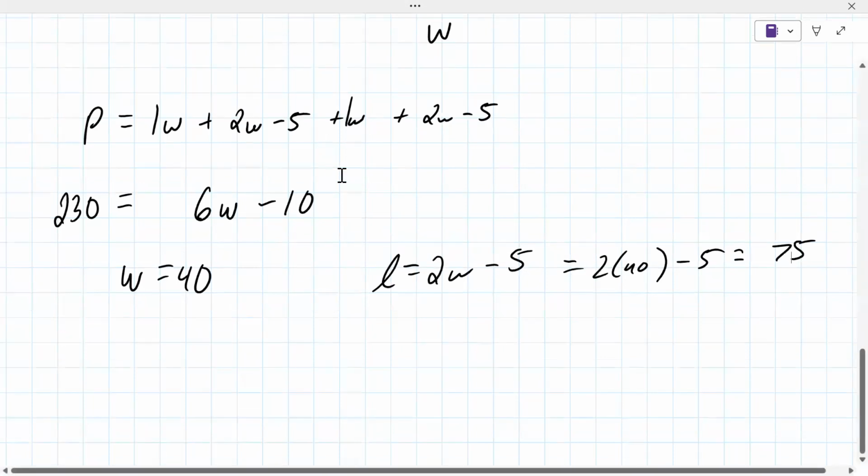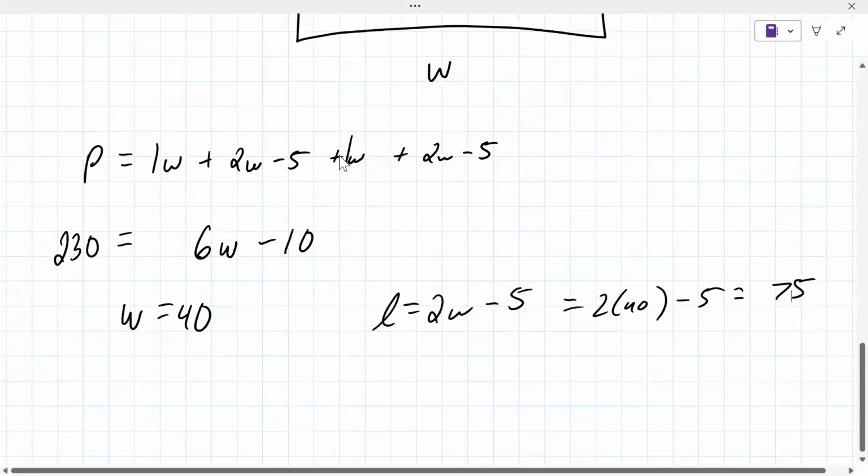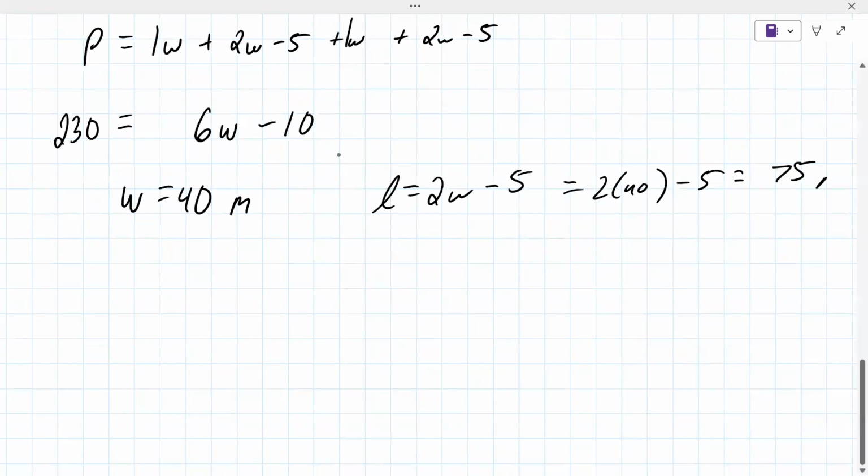Sometimes it's good to throw in units. Let's see, yeah, meters. So, meters and meters in this case. All right. Is that okay? Yep. All right.